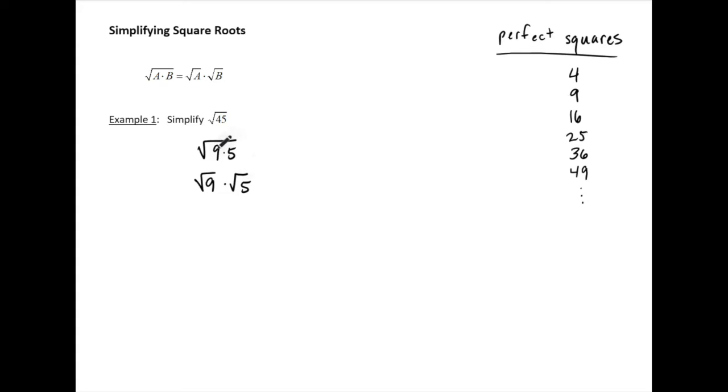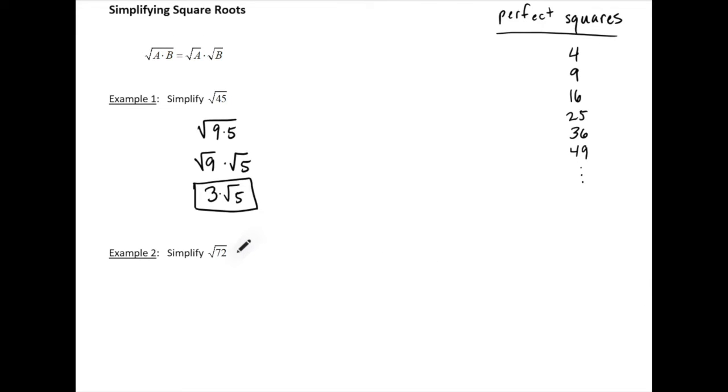And now, since we factored out a perfect square, we can simplify this square root. The square root of 9 is equal to 3. And that gives us that the square root of 45 is equal to 3 times the square root of 5. And since the 5 that's left inside the square root does not have any other perfect square factors, there are no other numbers in this list that divide evenly into 5. That means we cannot simplify this any further. This is the simplified form for the square root of 45.